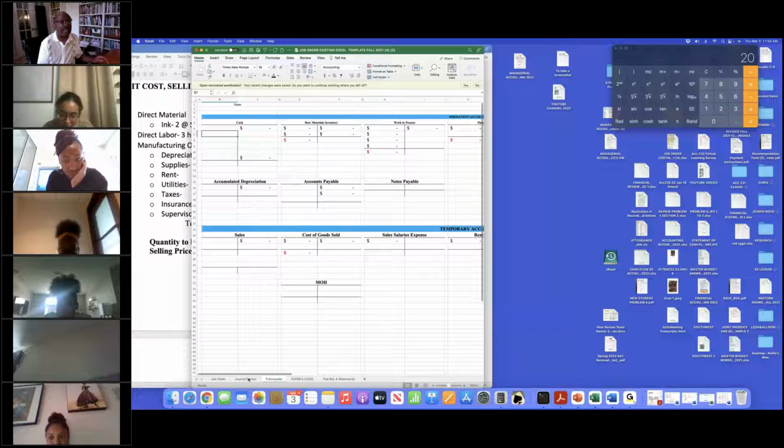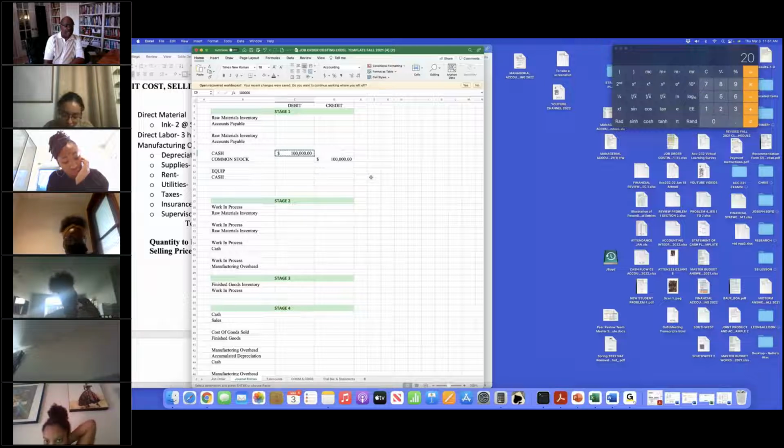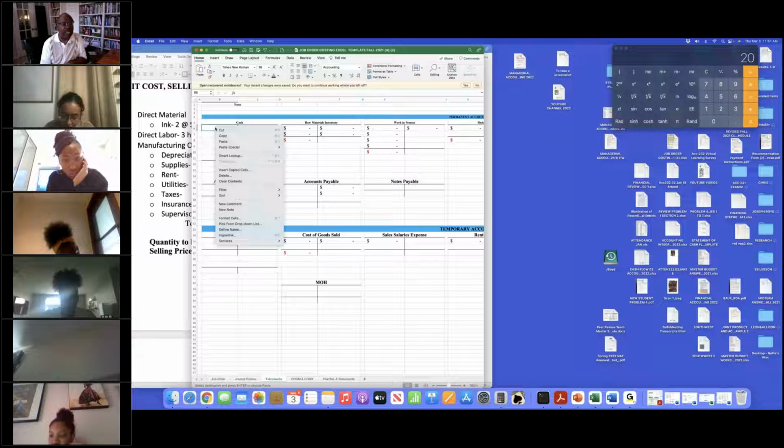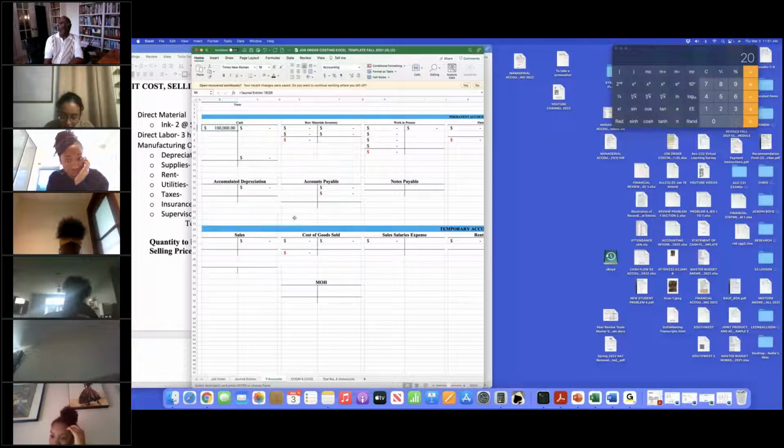Okay, it just stopped. All right, so I'm going to once again hit Control C. I guess it stopped. So I'm trying to copy this and now I'm going to go to my T account. Hopefully it will stay there this time. I'm going to right click, go to paste special, and click on paste link. So everybody see that?